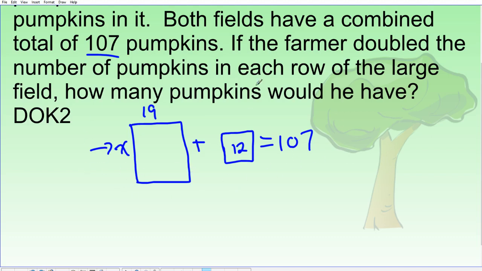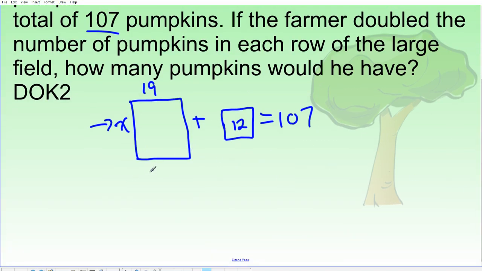This is kind of like my verbal model. It says to me, if I take 19 times x, that would tell me how many pumpkins are in this large field. I have 19 rows times however many pumpkins are in each row. And then if I add 12 pumpkins from this other field, that would give me my total of 107 pumpkins. So this is like my verbal model.